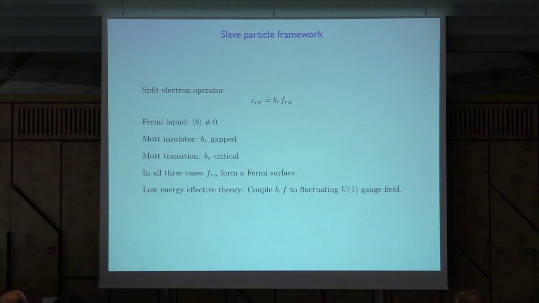The low energy effective field theory for this putative critical point is obtained by coupling this boson and fermion to fluctuating gauge fields, and these gauge fields come about because this representation is redundant, and you can change the phase of B and F independently at each site. So that's the theoretical picture; now a picture that's probably useful.